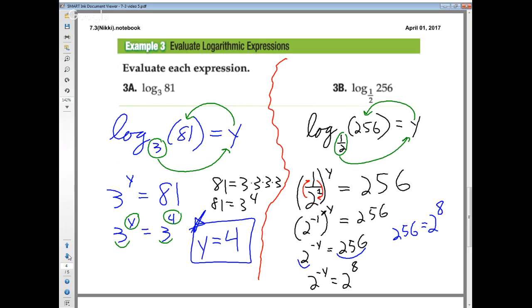So now our bases are the same. They're both a base of 2. So now just go ahead and set your exponents equal. And you'll get negative y equal to 8. And then all you need to do is just divide by negative 1 to get rid of that negative in front of the y. And voila, you have y is equal to negative 8.